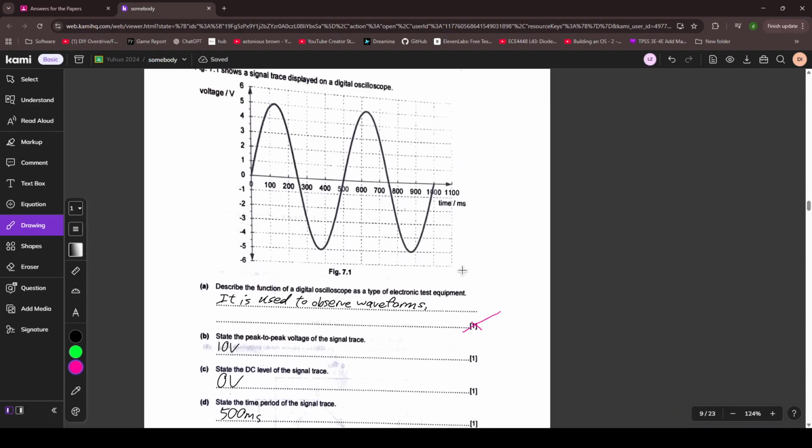State the peak-to-peak voltage of this signal trace. So the voltage from here to here.